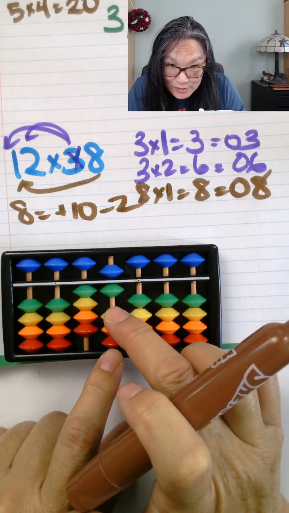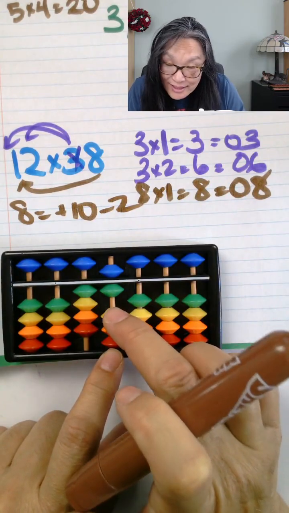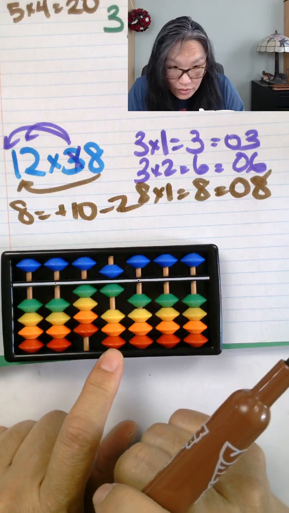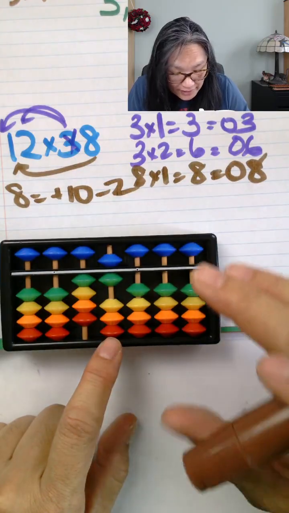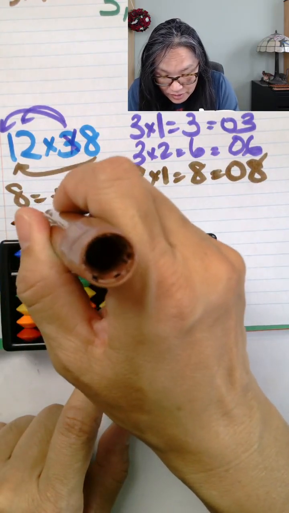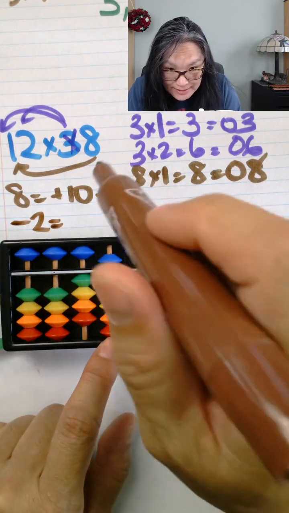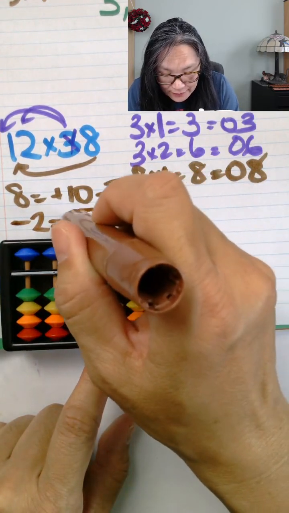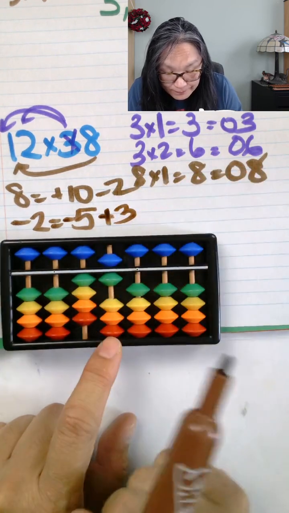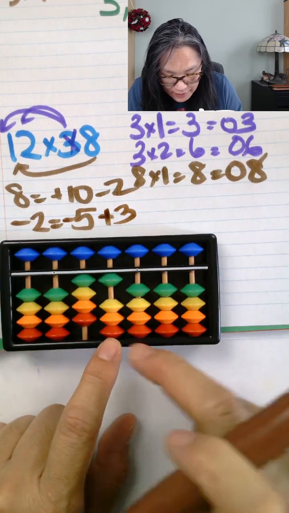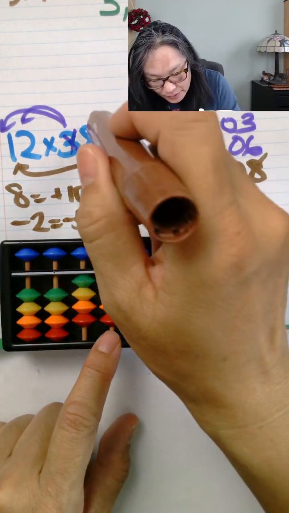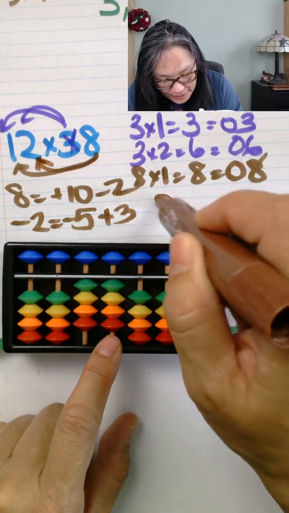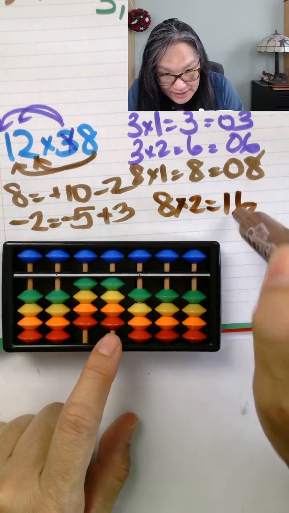Thank you, Laura. Thank you, Mr. Clean. Question, can I take away the 2? No. If I can't take away the 2, what do I do? Minus the 2 is equal to what? Yes, thank you, Mr. Clean. Minus the 5 plus the 3. Minus the 5 plus the 3. And then what do we do? 8 times 2. 8 times 2 is equal to 16.